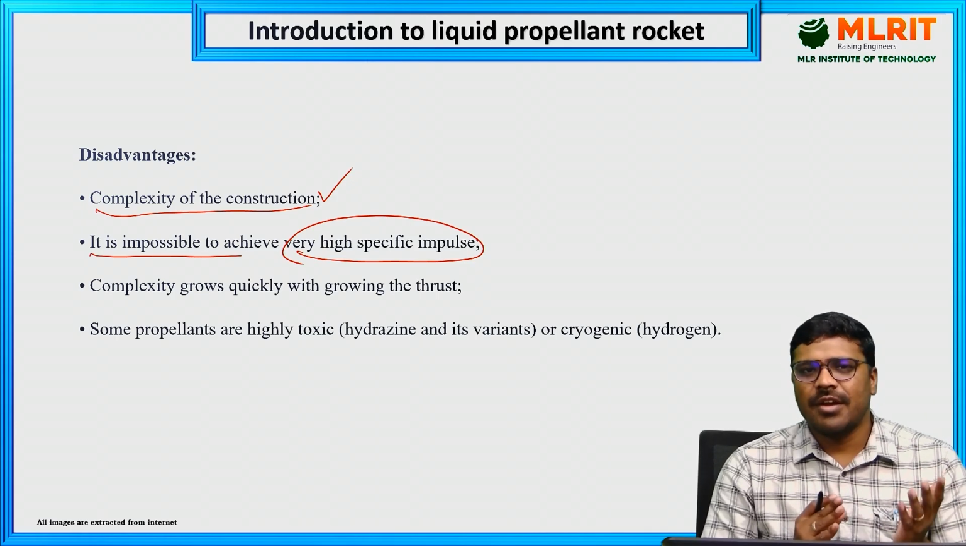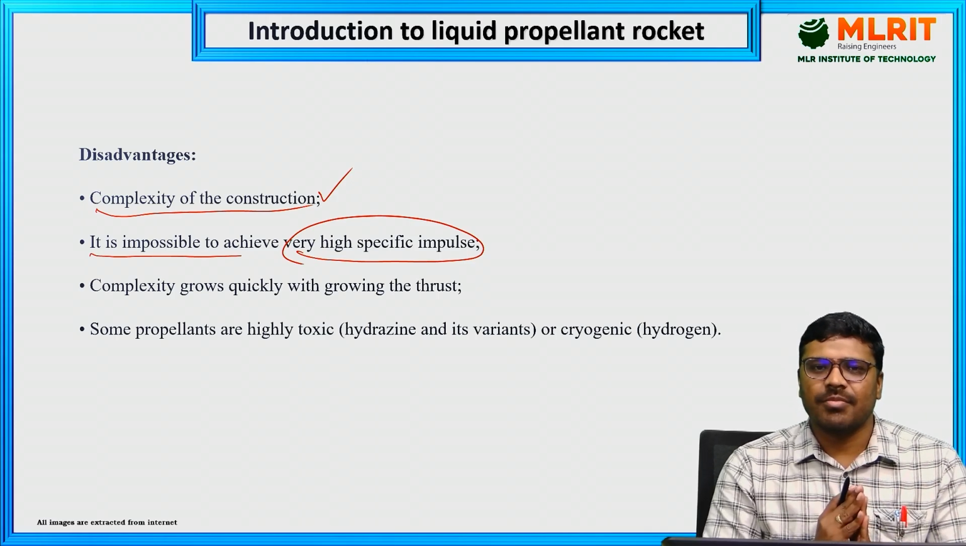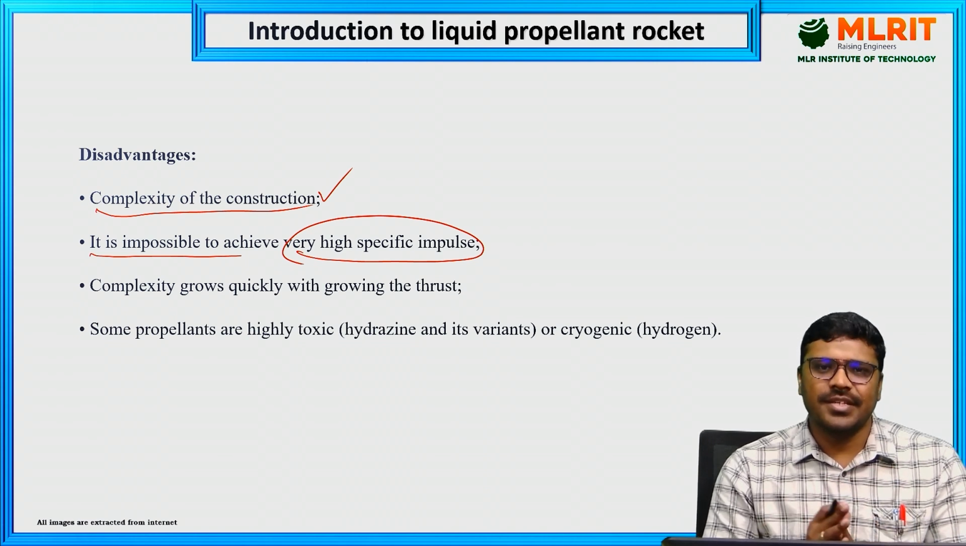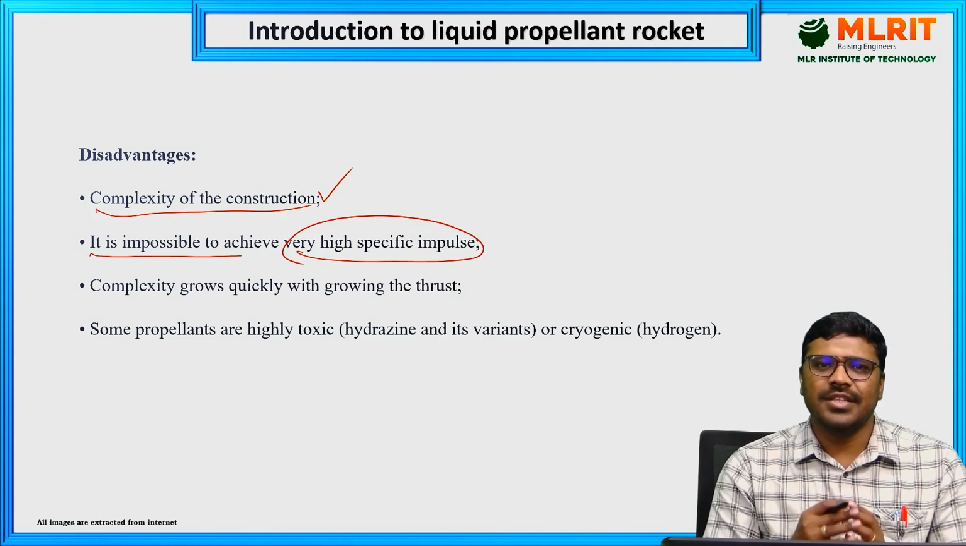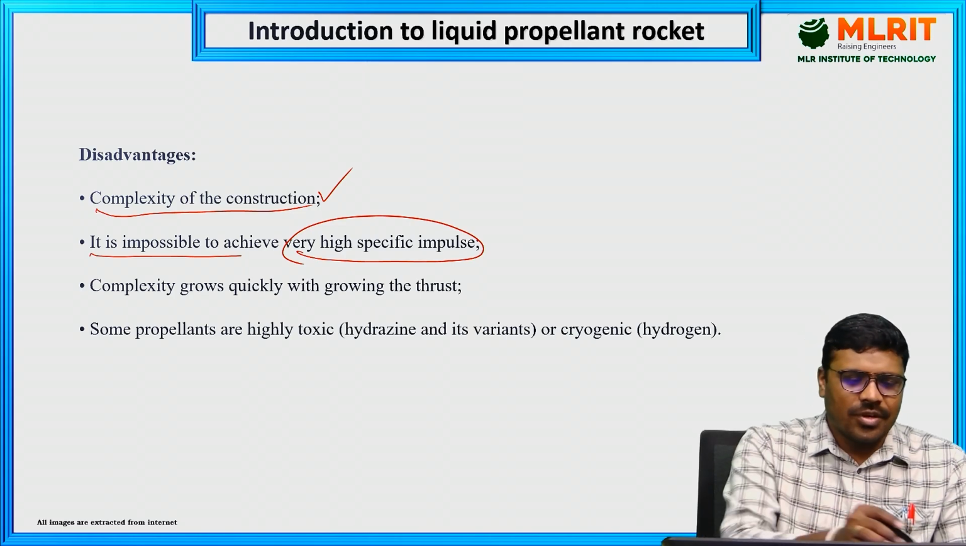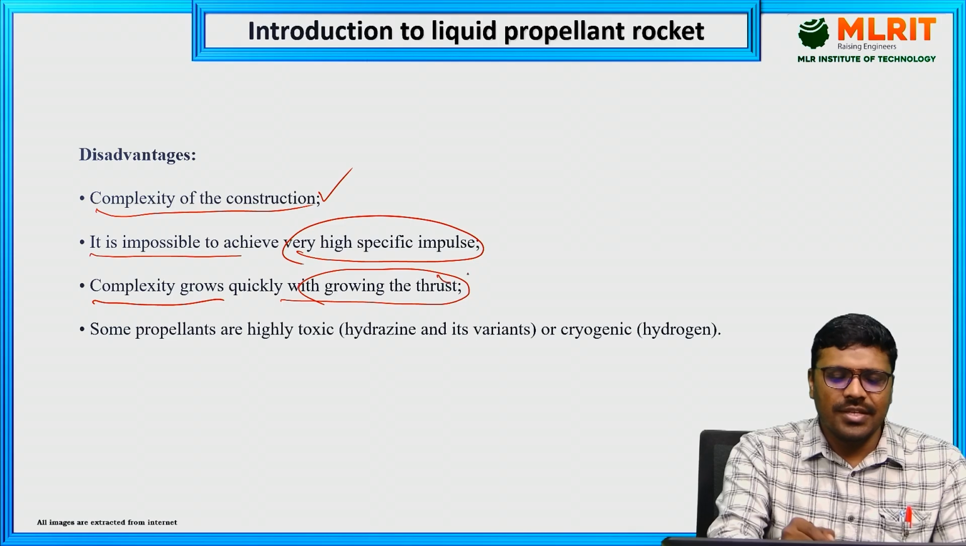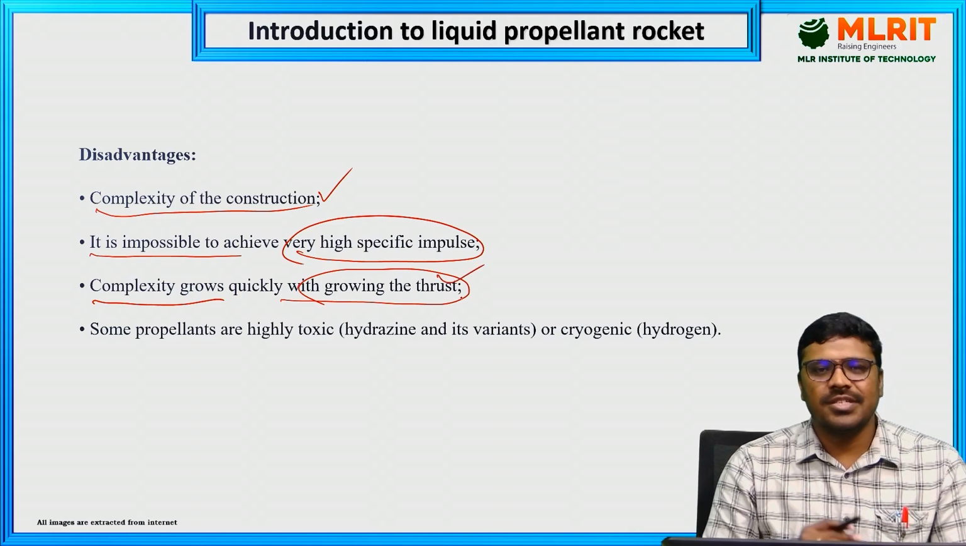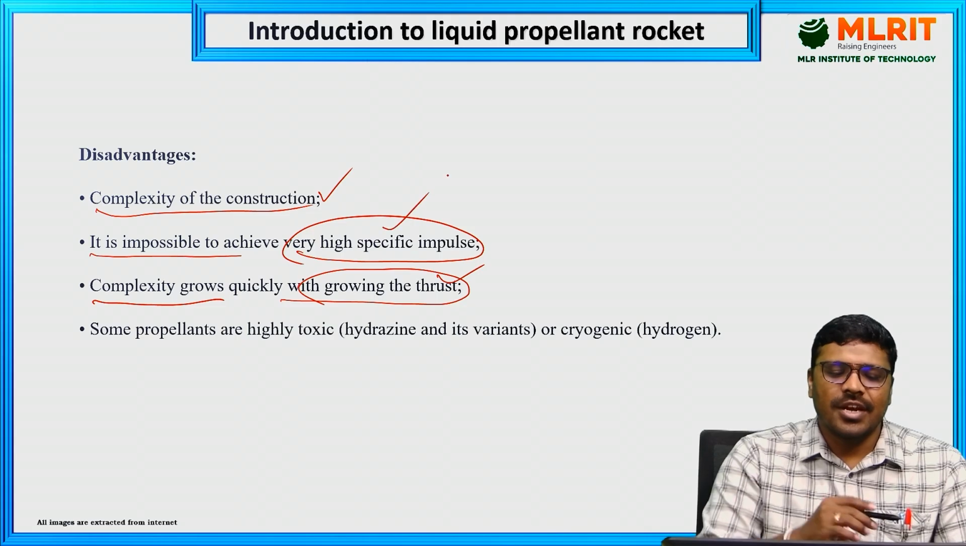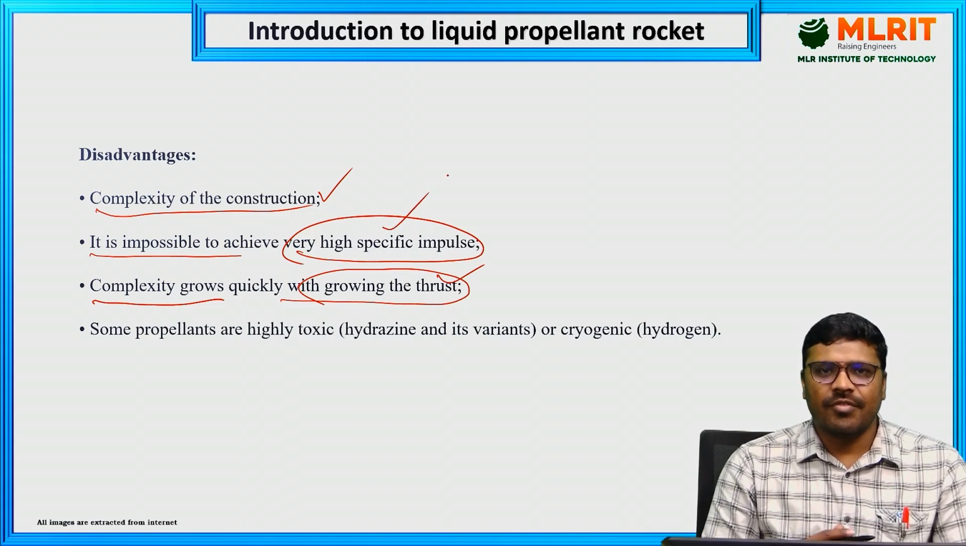Compared to solid propellant rockets, the specific impulse in liquid propellant is less. As our requirement of increasing the thrust increases, the complexity of the design also increases. So complexity grows quickly with growing thrust. As we want to increase the thrust, the complexity of the engine increases. This is one of the major disadvantages. Because of that, we cannot generate high specific impulse in the liquid propulsion system.